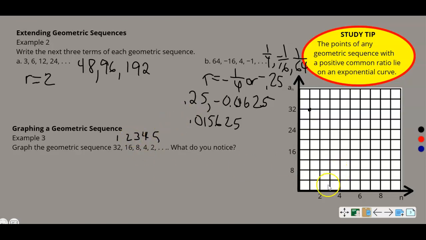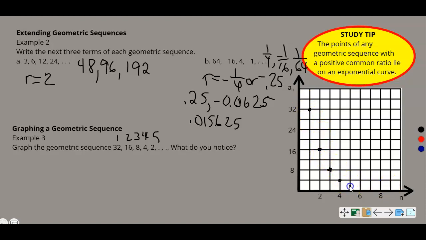All right, 2 and 16. So here is 2 and 16. And then 3 and 8. Four and 4. So my fourth term is 4. And then 5 and 2. You can see that it's going to get smaller and smaller. Those will become fractions, and it's going to look like an exponential decay.